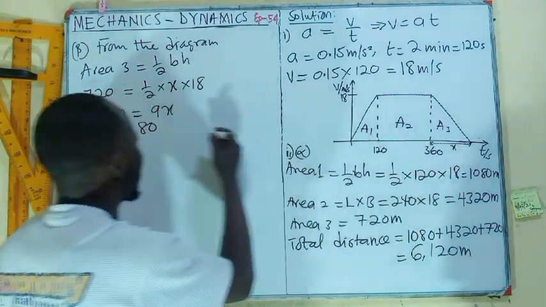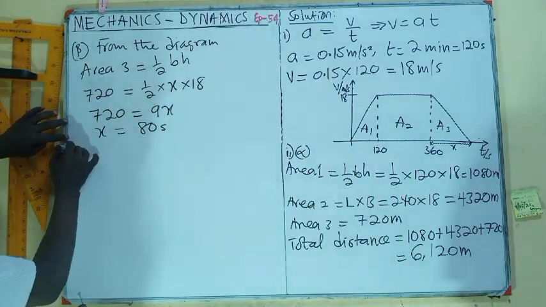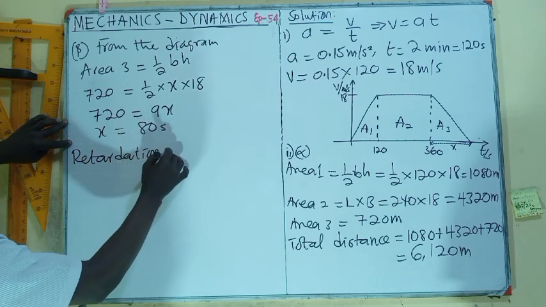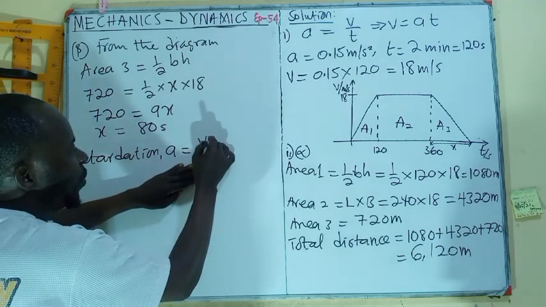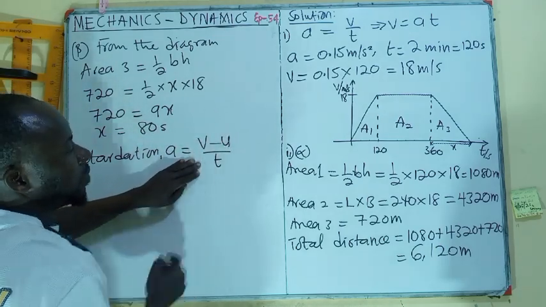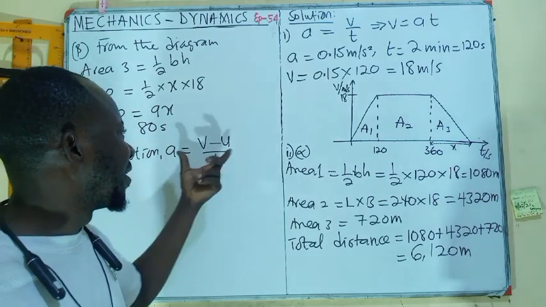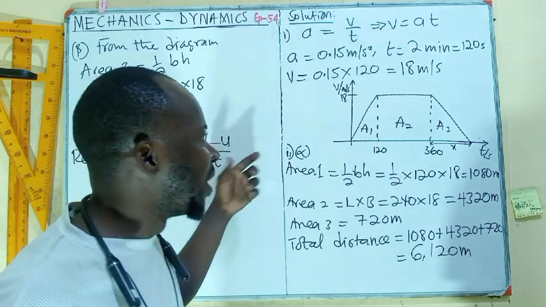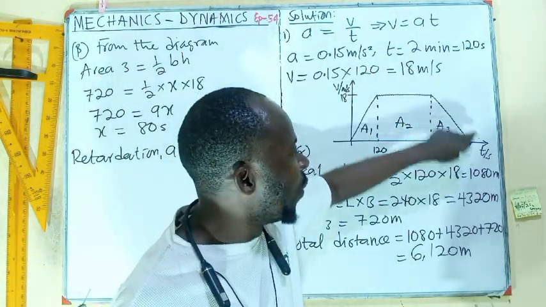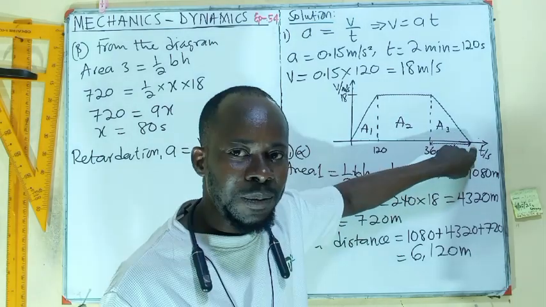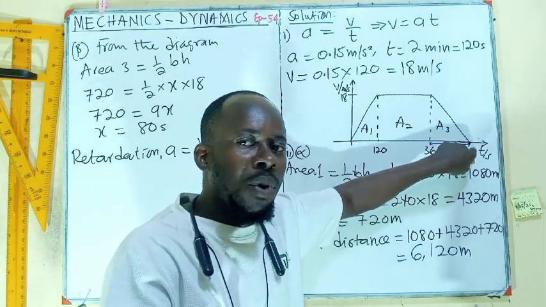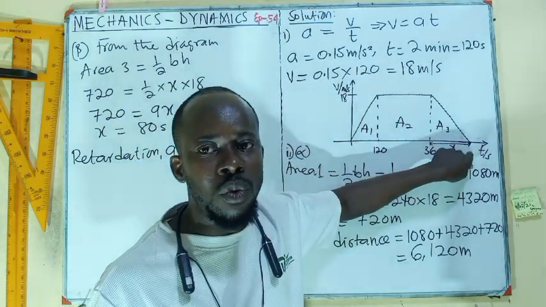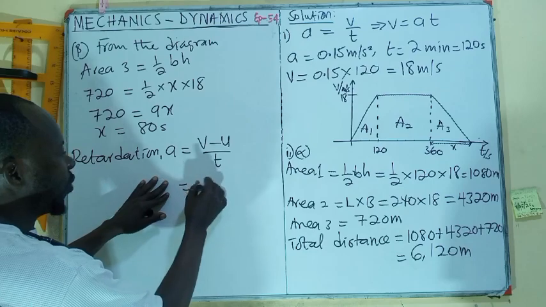Don't forget, this is time. So we have that. Then our retardation. Don't forget, it's an acceleration, which is the change in velocity over time. Acceleration is the change in velocity divided by time. And what are the velocities that are changing? The velocity is changing from here all the way to this place. The body comes to rest. When it comes to rest, the final velocity becomes 0. So it starts from here at 18 meters per second and decreases all the way to 0. So your final velocity is going to be 0.